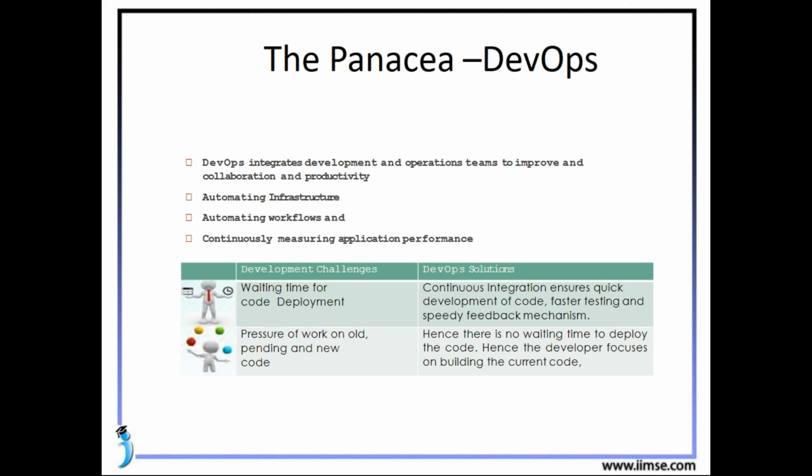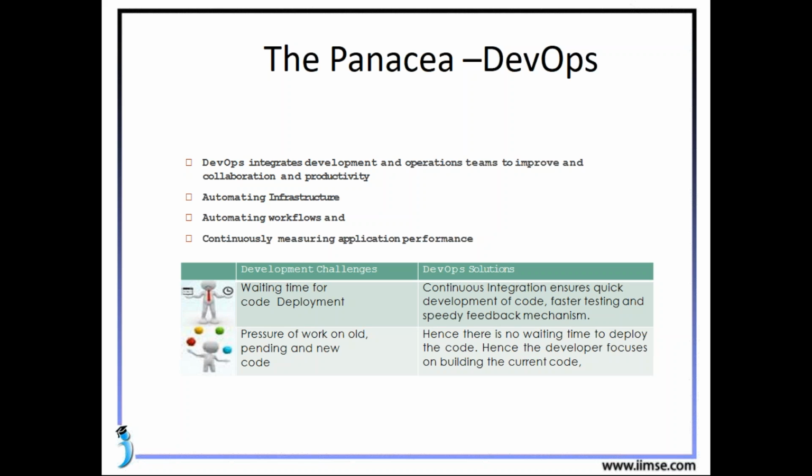So for the waiting time of code deployment, the DevOps solution was continuous integration, which ensured quick development of code, faster testing, and a speedy feedback mechanism. With the help of the tools which are available, you can integrate the whole process. The software gets compiled, it gets tested, QA metrics are generated, and within a few seconds or minutes, the developer knows where the bugs are lying.